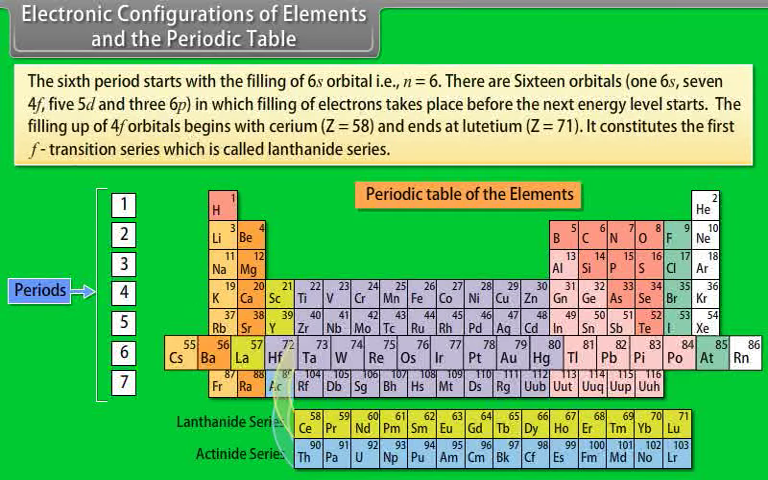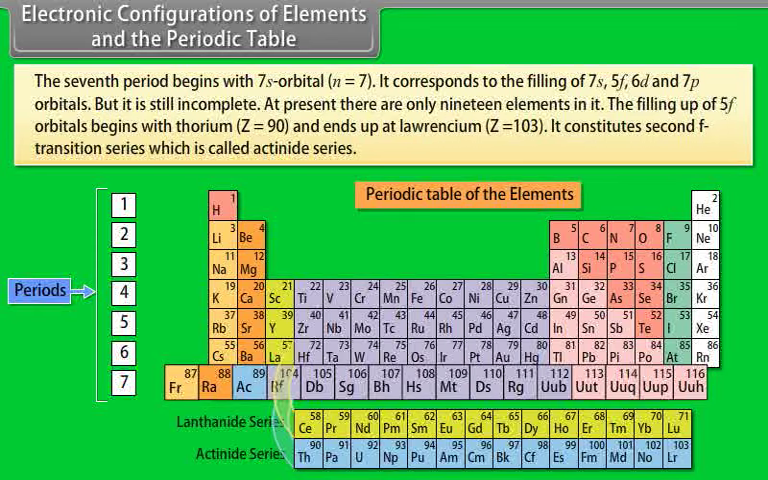The sixth period starts with the filling of 6s orbital, that is, n equals 6. There are 16 orbitals, 1 6s, 7 4f, 5 5d and 3 6p, in which filling of electrons takes place before the next energy level starts. The filling up of 4f orbitals begins with cerium, atomic number 58, and ends at lutetium, atomic number 71. It constitutes the first f transition series, which is called the lanthanide series.